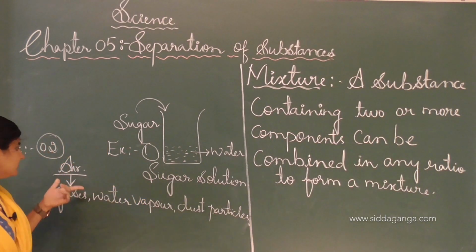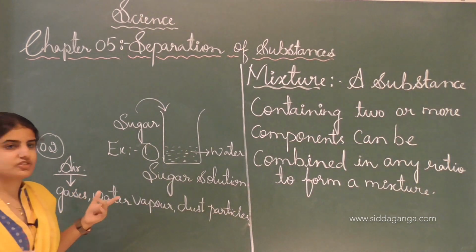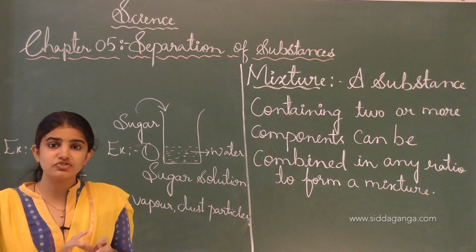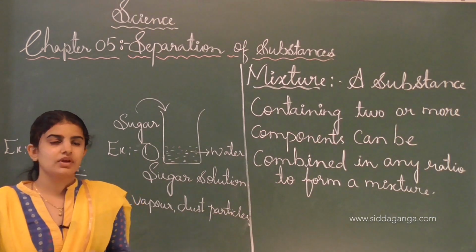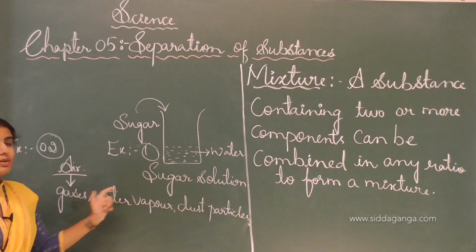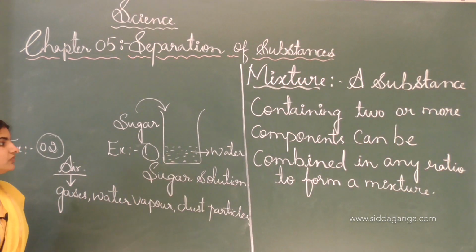Now we can easily say that air is a mixture, and sugar solution is also a mixture because it contains two or more components. And so we can say that sugar solution and air are mixtures here. Next we shall move on to the methods of separation.